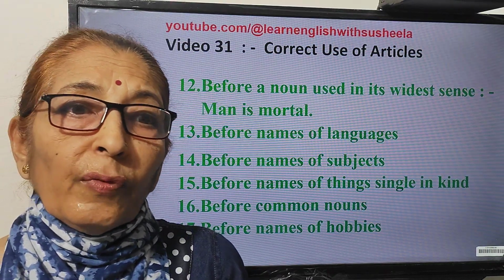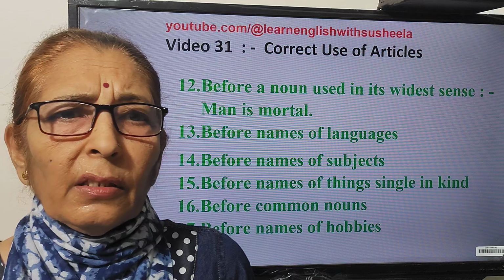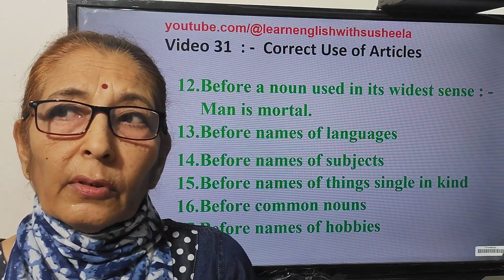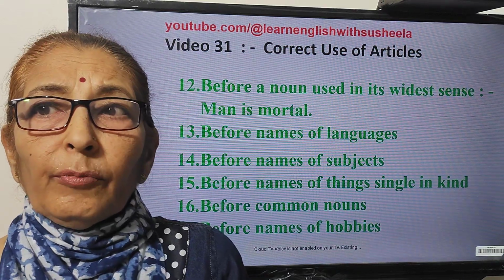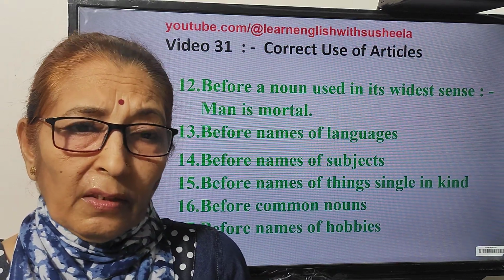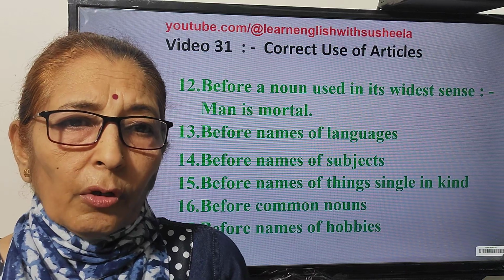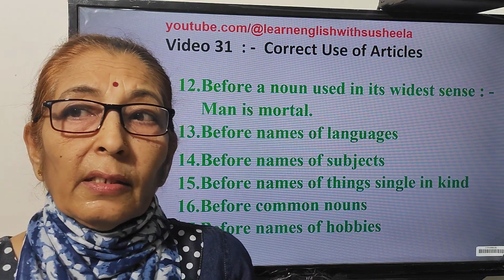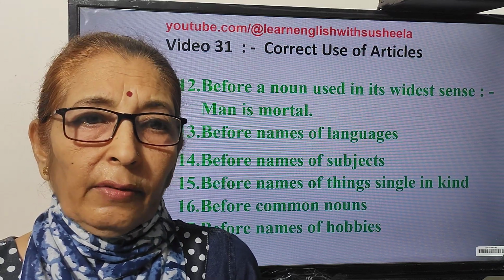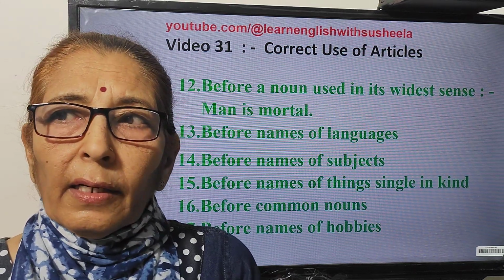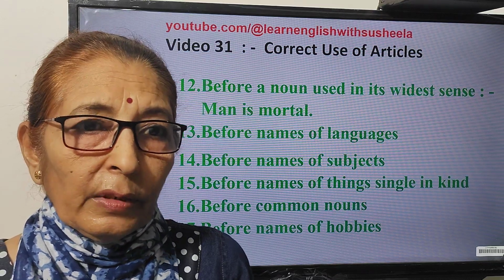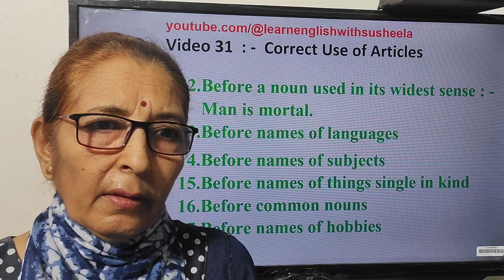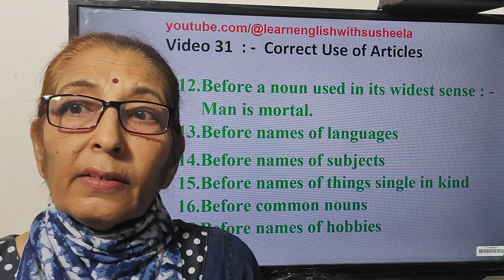Then before names of languages, any language, it may be Hindi, English, French, Kannada, any, we are not to use the before the names of languages. Then before names of subjects, so many subjects are there like history, geography, economics or biology, we are not to use the before them. Then before names of things single in kind, which are only one in their kind, like we can say God. We never use the before God. Always say God. God is great. Or heaven or hell, because they are single in their kind.